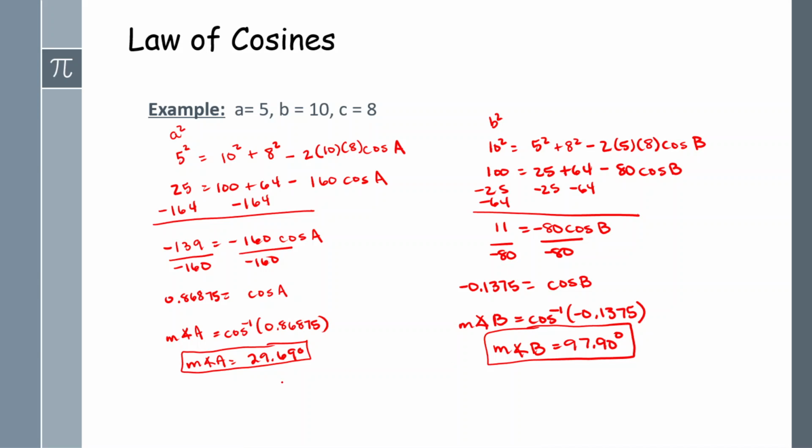Now that means I have two angles, so I can find angle C by subtracting from 180. So 180 minus 29.69 minus 97.9, and I get 52.41 degrees.